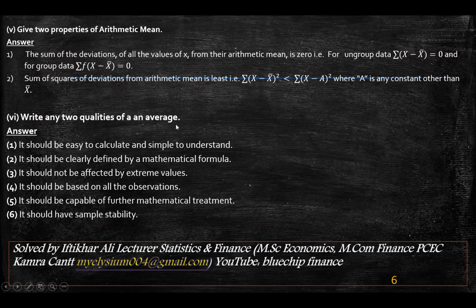Write any two qualities of an average. I mention here different qualities, but in the question only two qualities are required. This question was already discussed in a previous paper. It should be easy to calculate, simple to understand. It should not be affected by extreme values. It should have some sort of mathematical formula. All the observations must take part in the calculation, and it should be capable of further mathematical treatment. It should have sample stability, etc.